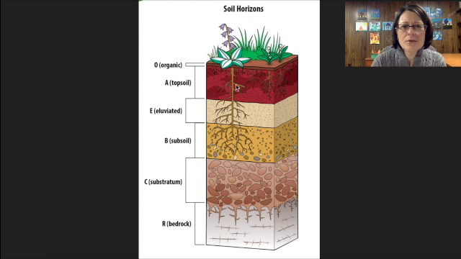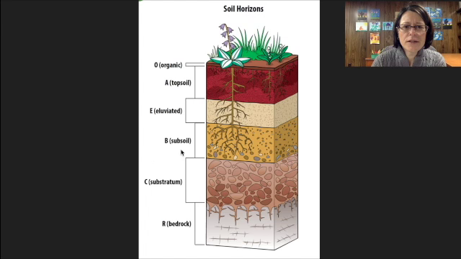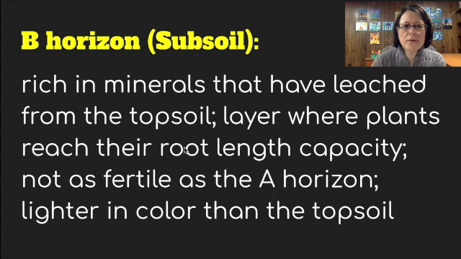So that is the topsoil, and it tends to be pretty dark and rich. Under that is the alluviated layer. Not all soils have this layer either. This is the layer with little or no organic matter, light in color compared to the layers above and below, and lacks much of the silicate, clay, iron, and aluminum minerals. Underneath is B, subsoil. This is rich in minerals that have leached from the topsoil layer where plants reach their root length capacity, and not as fertile as the A horizon, lighter in color than the topsoil.